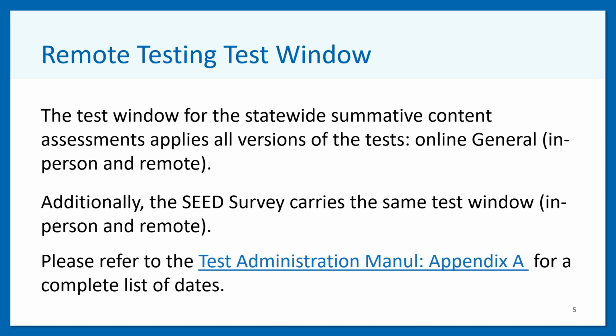The remote testing window will open on different dates based on the specific content areas and grade levels. Appendix A of the Test Administration Manual provides a detailed list of the dates. Please note that all of Oregon's alternate tests and surveys must be conducted in person and are not available as remote options.